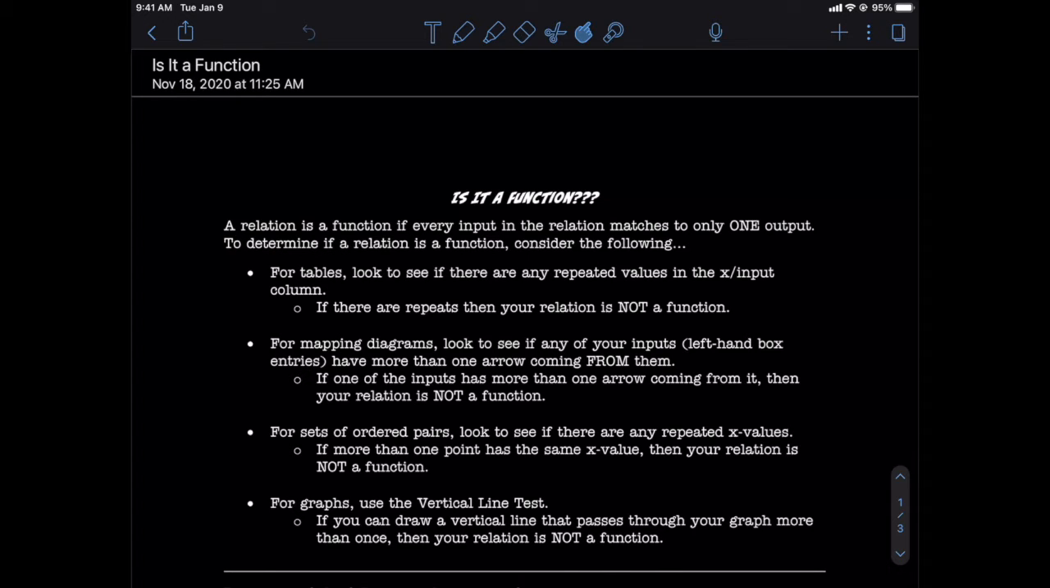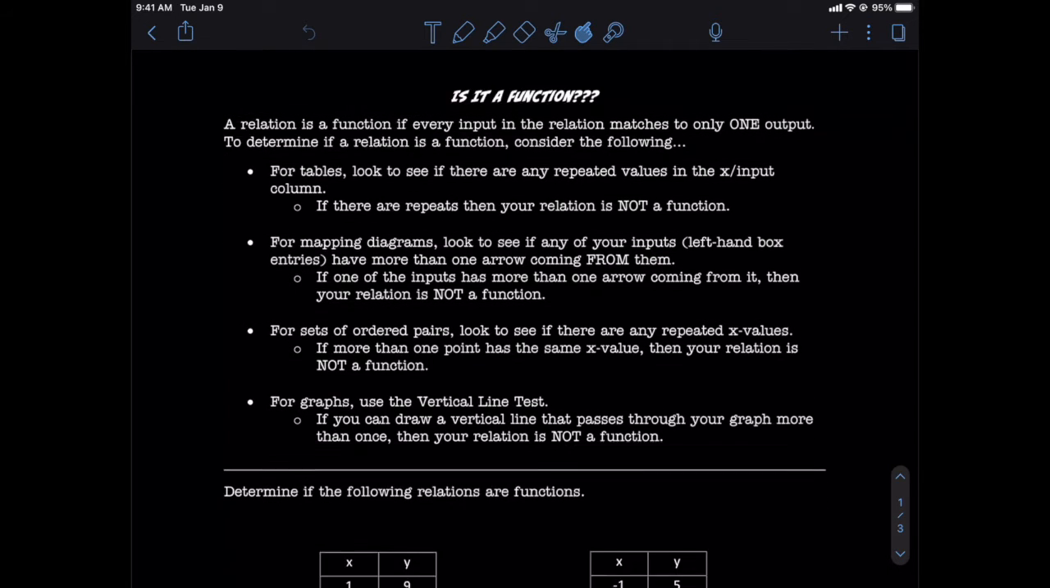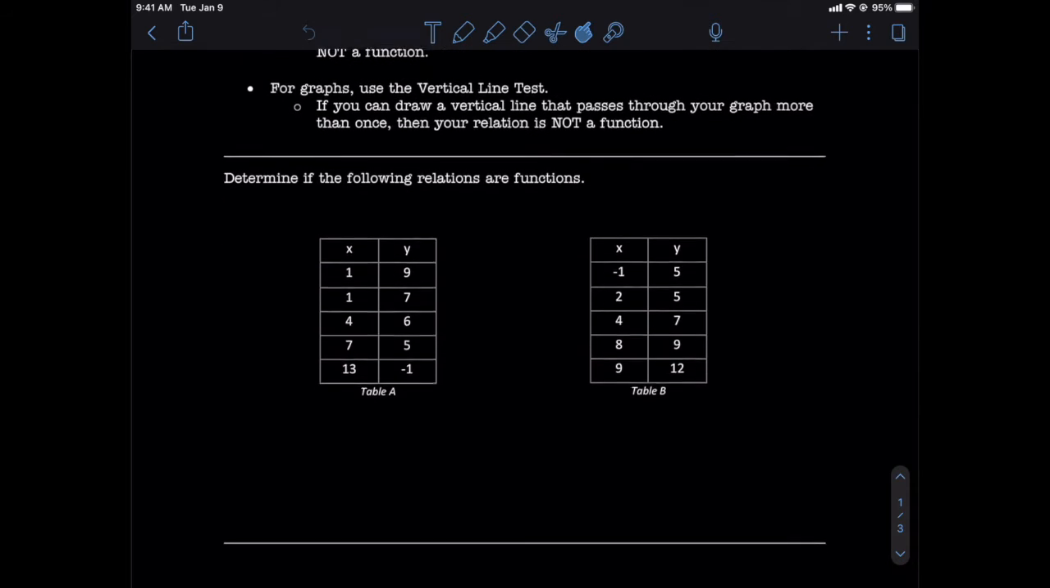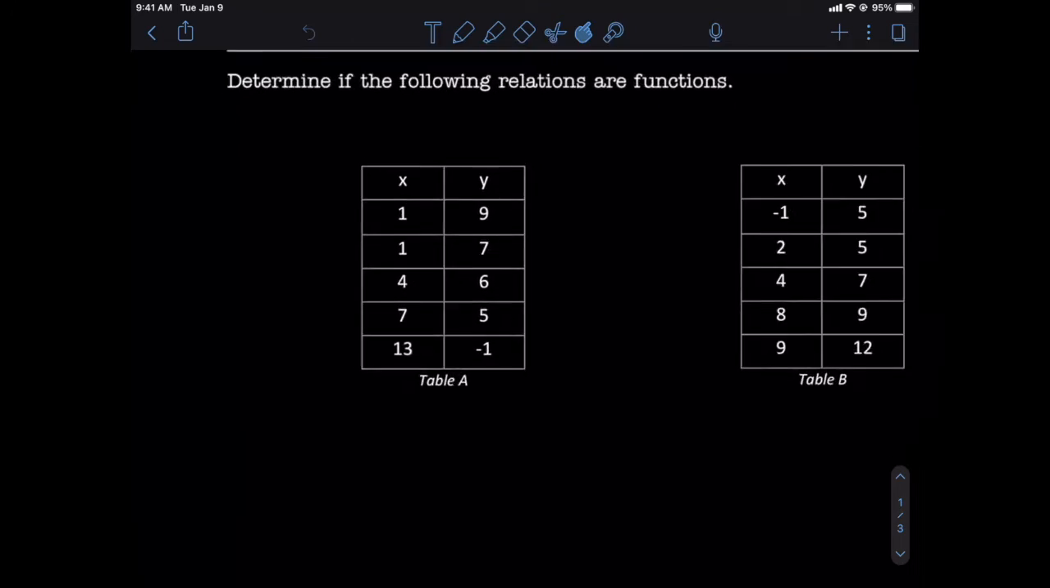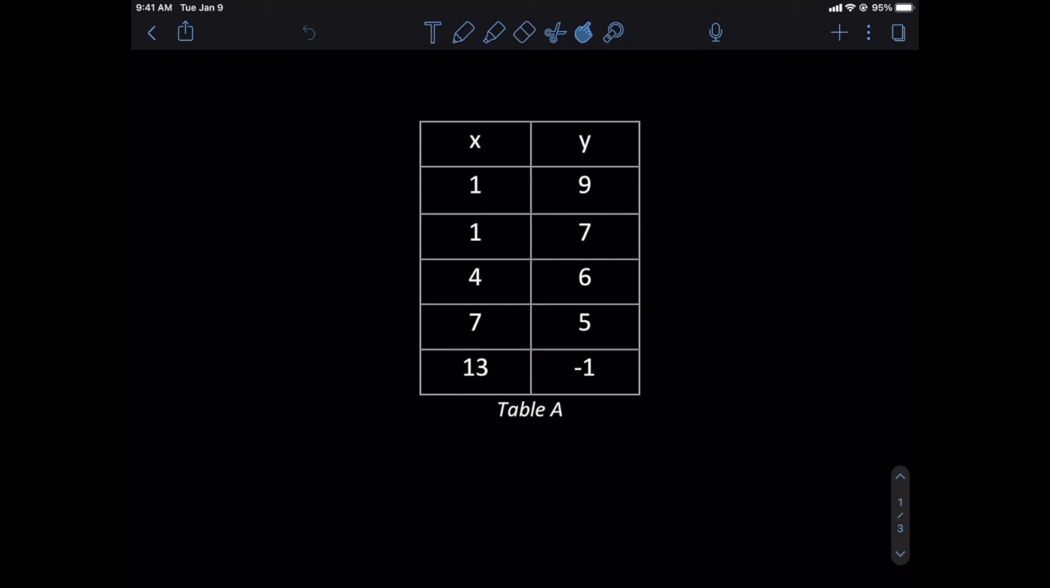Let's go ahead and take a look at some examples to see how it all shakes out. Our first set of examples asks us to take a look at some relations that are tables and determine if they are indeed functions. Remember, the rule says that no repeated x values are allowed. So this table right here, which has 1 show up 2 times in the x column, is not a function. No, it is not. Repeated x values are bad.